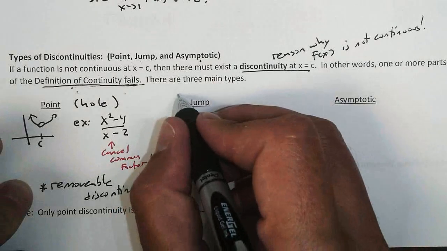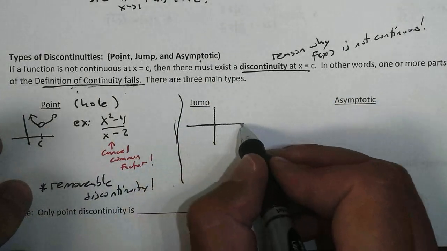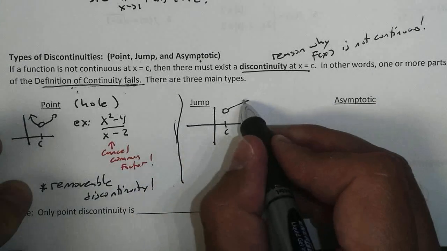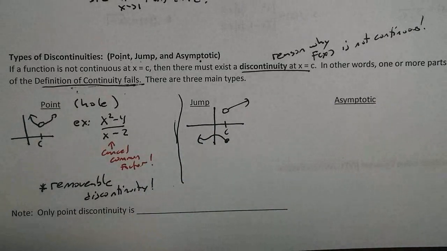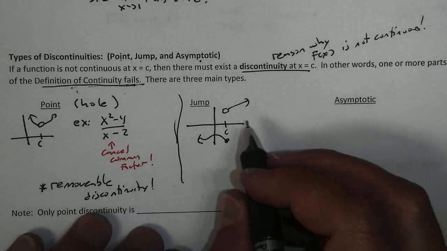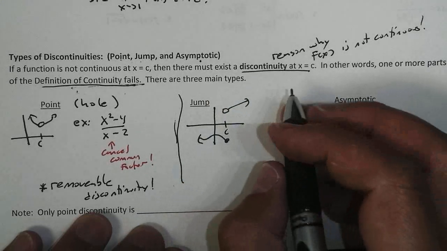The next type is the Mac Daddy of them all, jump. So at c, I could have a jump. Mac Daddy make you jump, jump. Look up the song Kris Kross Jump, greatest song from the 90s. You'll enjoy it, I promise. Okay, so there it is, the Mac Daddy of them all makes you jump.